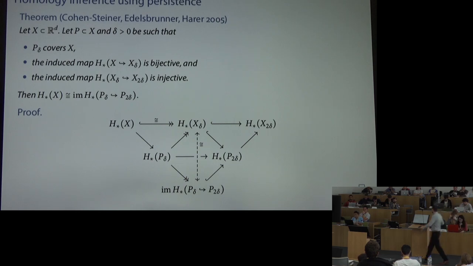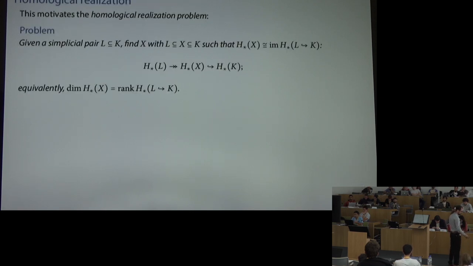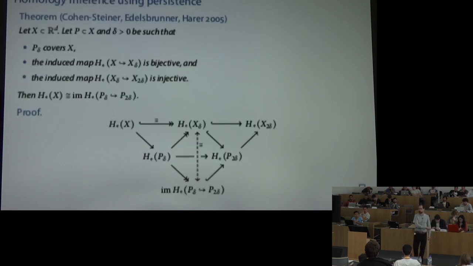And we see some concepts emerging from this kind of argument. So this zigzag between different spaces is going to come up again in a moment. Okay. Any questions about this proof before we proceed?